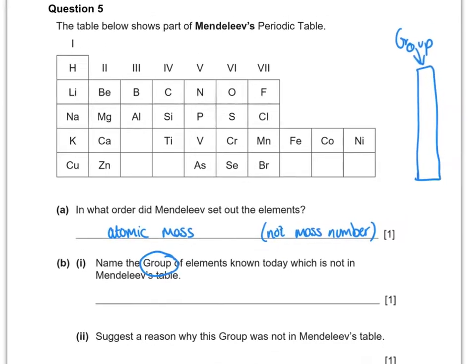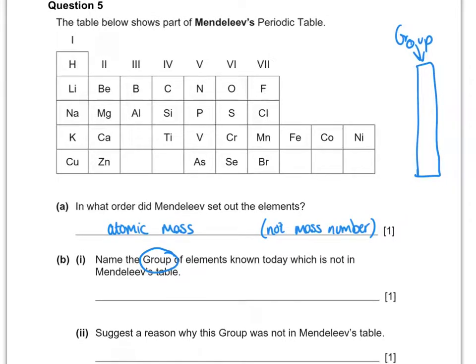Some people talked about the transition block of elements. Yes, that was not there on Mendeleev's periodic table, but a block is not a group, because if you think about the transition block, it is multiple groups. It's 10 groups in total in that block. And the same with the lanthanide and the actinide series. They're not a group, they are a series across multiple groups. So the group we're looking for here are the noble gases, because they are our final vertical column, so therefore they are a group.